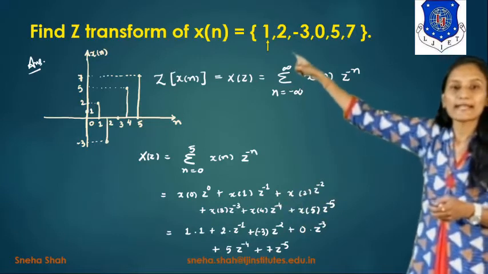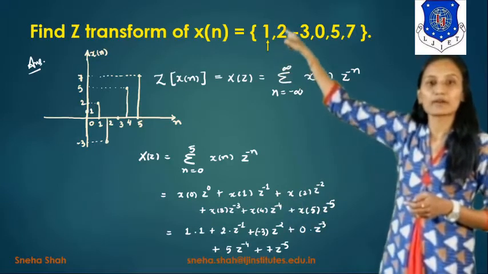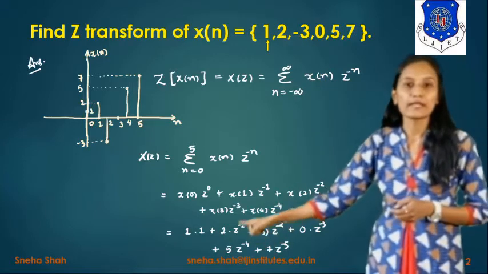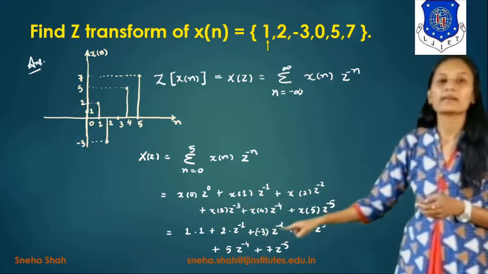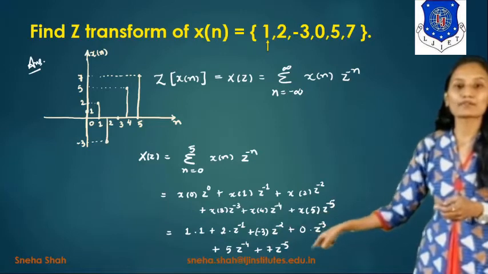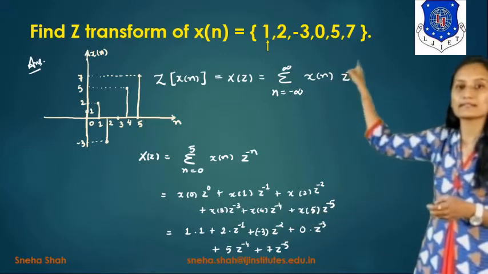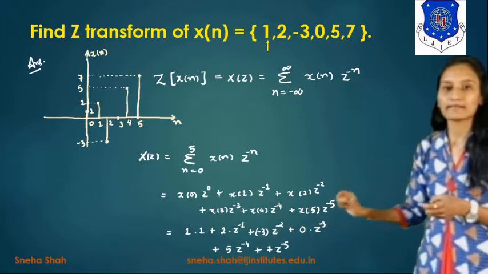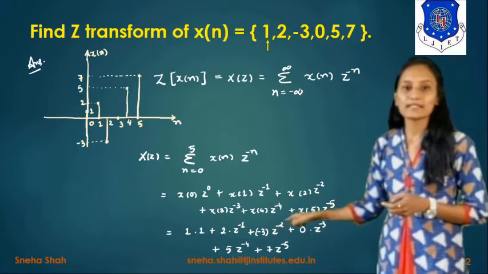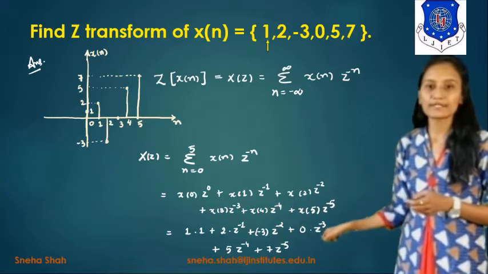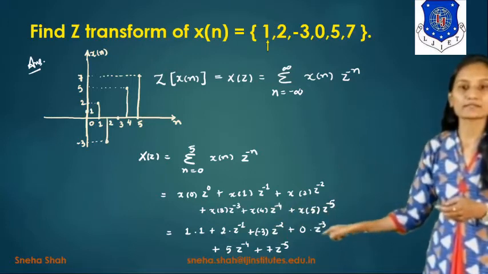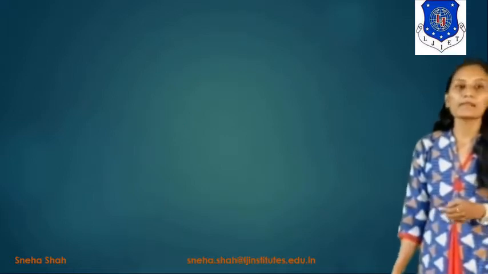What is x of 1? X of 1 means at n equals 1, what will be the value? Its value will be 2. So I am putting over here 2 into z raised to minus 1. Similarly, I will put all the other terms like minus 3, 0, 5 and 7. So the terms will be minus 3 into z raised to minus 2 plus 0 into z raised to minus 3 plus 5 into z raised to minus 4 plus 7 into z raised to minus 5.